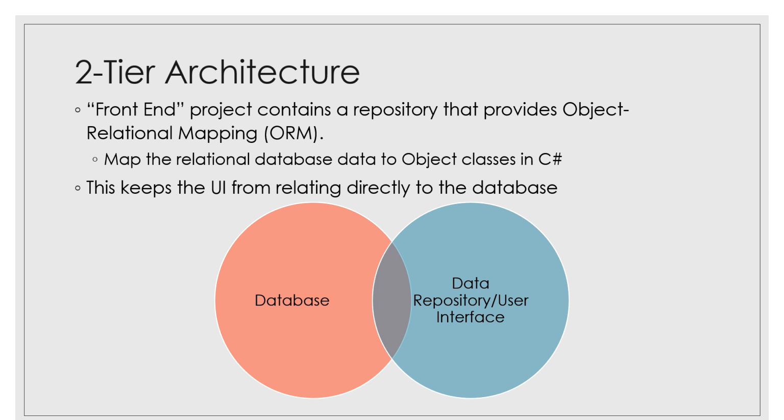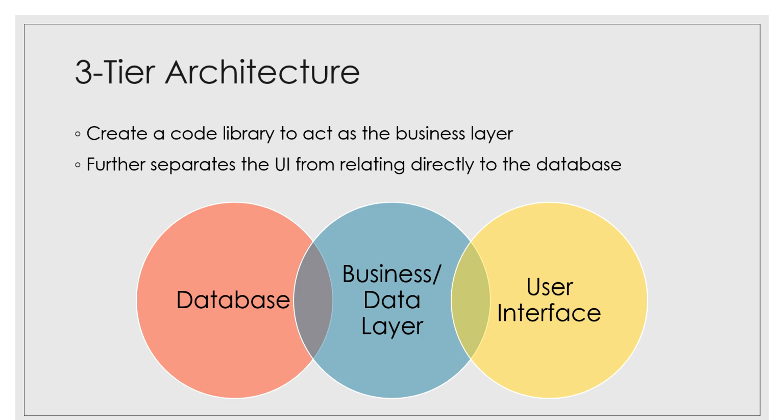So a 2-tier is pretty simple. With 3-tier, all we've really done is move that business layer, that repository, out of the actual project itself. So we have a separate project, which we can often compile into just a DLL. You've done that before in your work with C#. Then the user interface can just have a reference to the DLL, which is totally separate, giving that business or data layer in between the database and the UI.